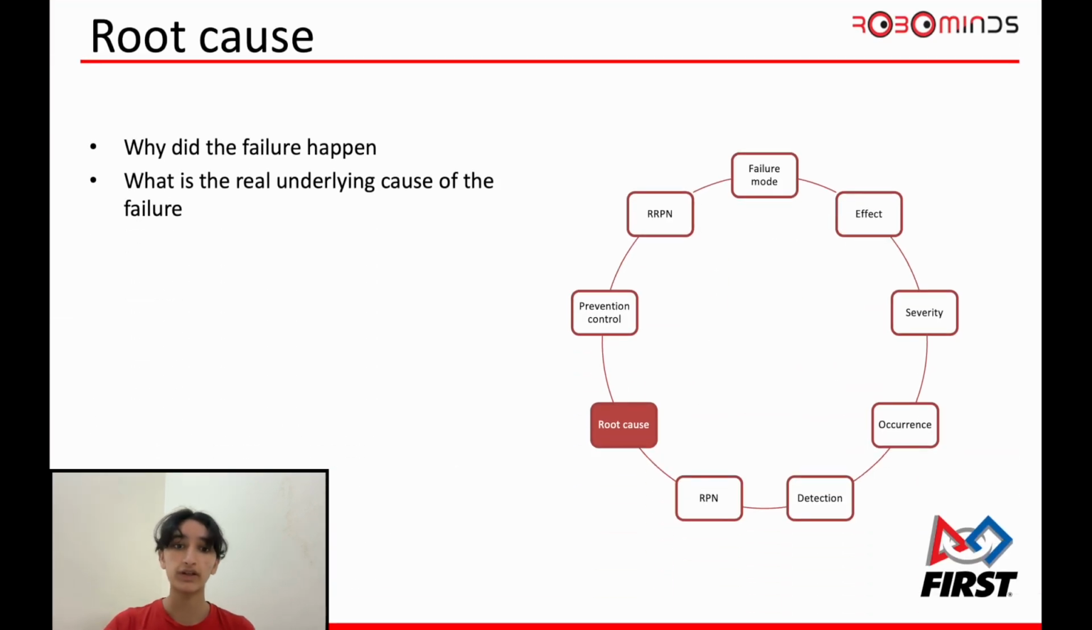And how do we solve it? First, we identify the root cause, like why did it happen? And I just want to highlight the difference between a cause and a root cause by an example.